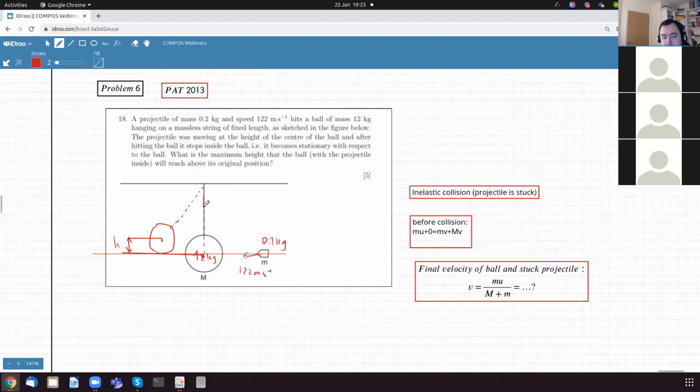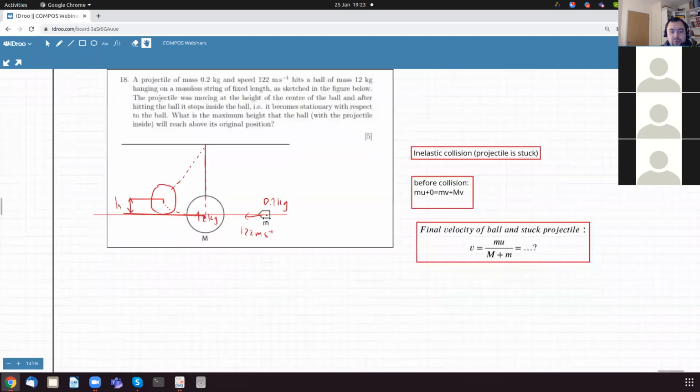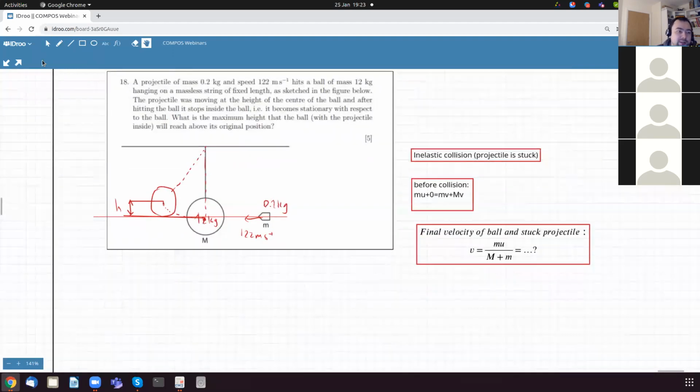Another interesting thing would be to know the angle, but they're not asking for the angle. But if you want a challenge, let's assume this is length L and find theta. It's not hard, but it's not as easy as you think. Anyways, you need to find the height.